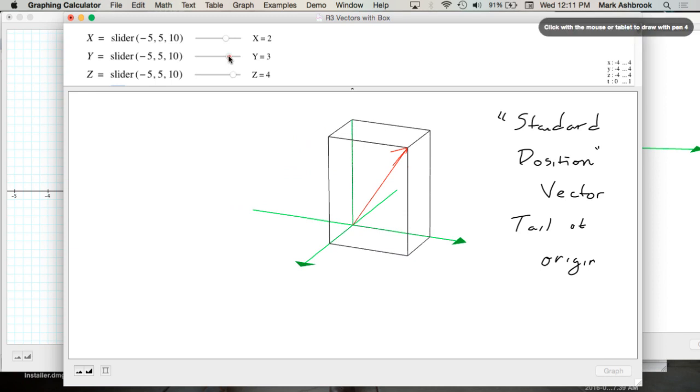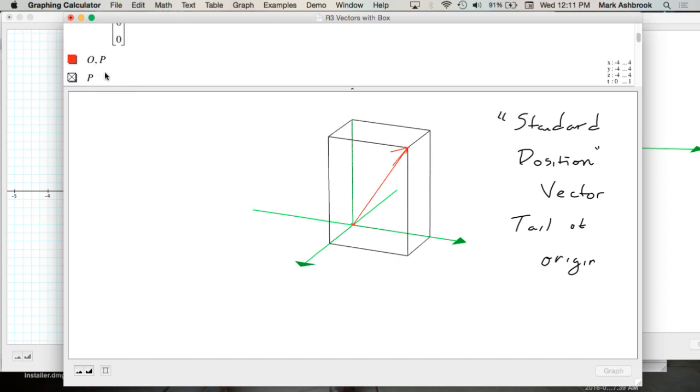Of course, that vector is mobile if you put its tail somewhere else. As long as it has the same direction and the same magnitude, it's the same vector, right? But when you put that tail at the origin, that's kind of a special place for it, right? So it's called the standard position vector. And when you do that, what happens? The point of the tip. What's special about that?